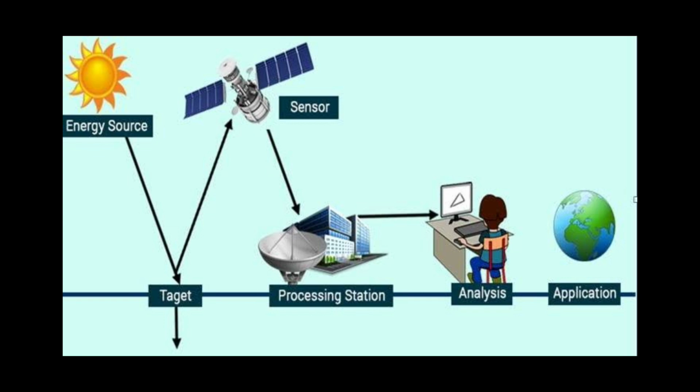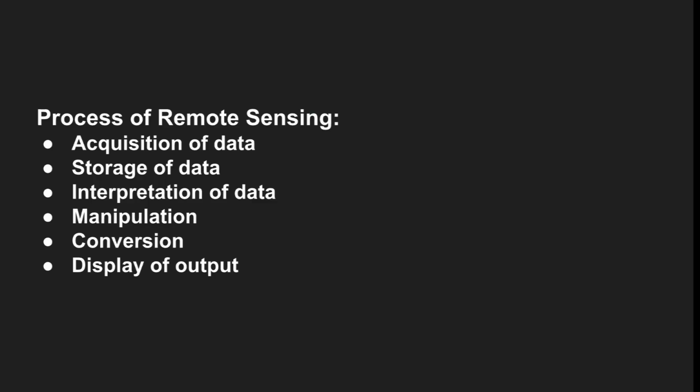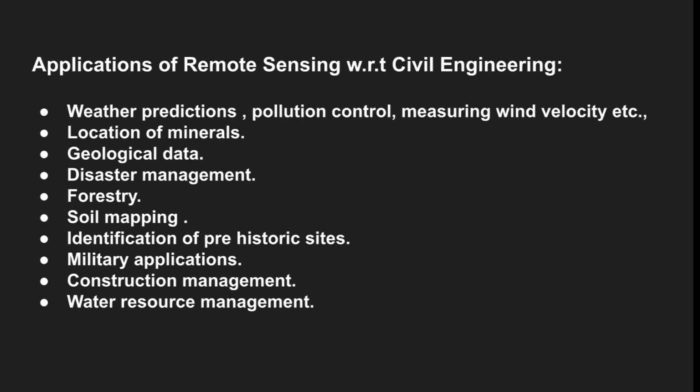Those electromagnetic radiations are collected by sensors, and the data is sent to the processing station, and after that the data is analyzed. Now we will see how data is analyzed. Firstly, acquisition of data occurs. Next we store the data, then interpretation of data, manipulation, conversion, and finally the output is displayed.